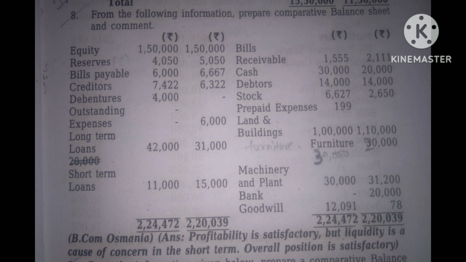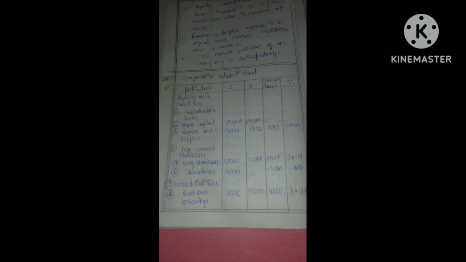So now we need to prepare a comparative balance sheet for the given information. Okay guys, now let us see the problem. First draw the pro forma and keep the heading as comparative balance sheet. First we will take equities and liabilities. In equities and liabilities, first we will take shareholders fund. In shareholders fund we will have share capital and reserves and surplus. So take down the share capital value.